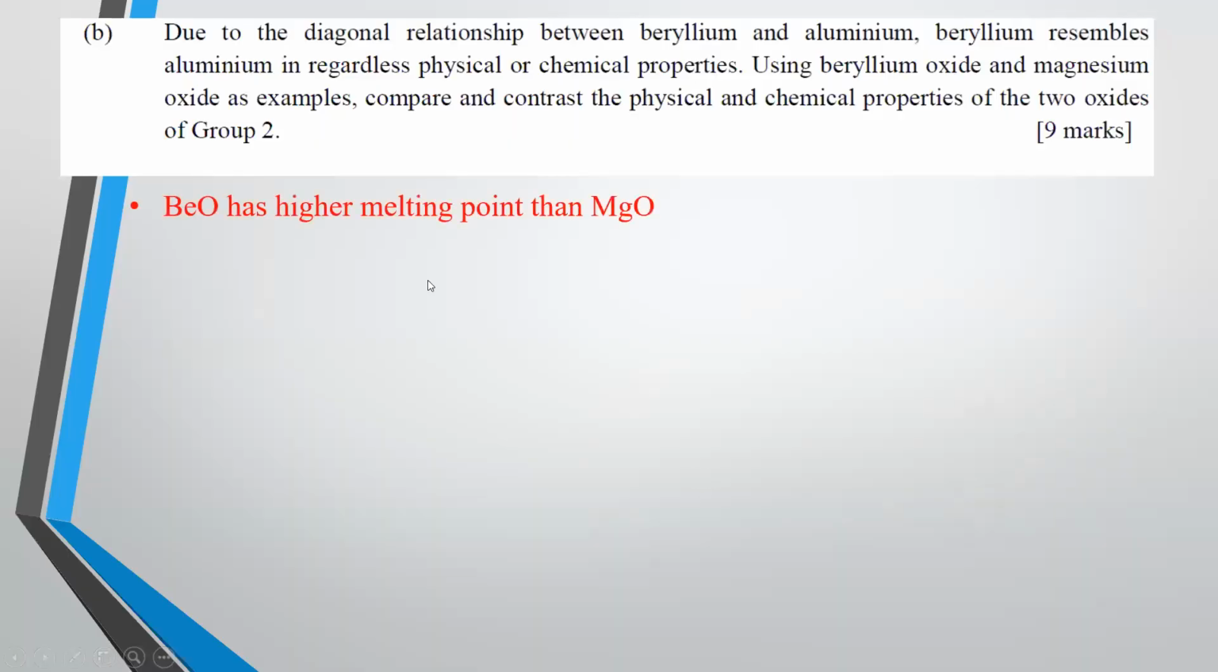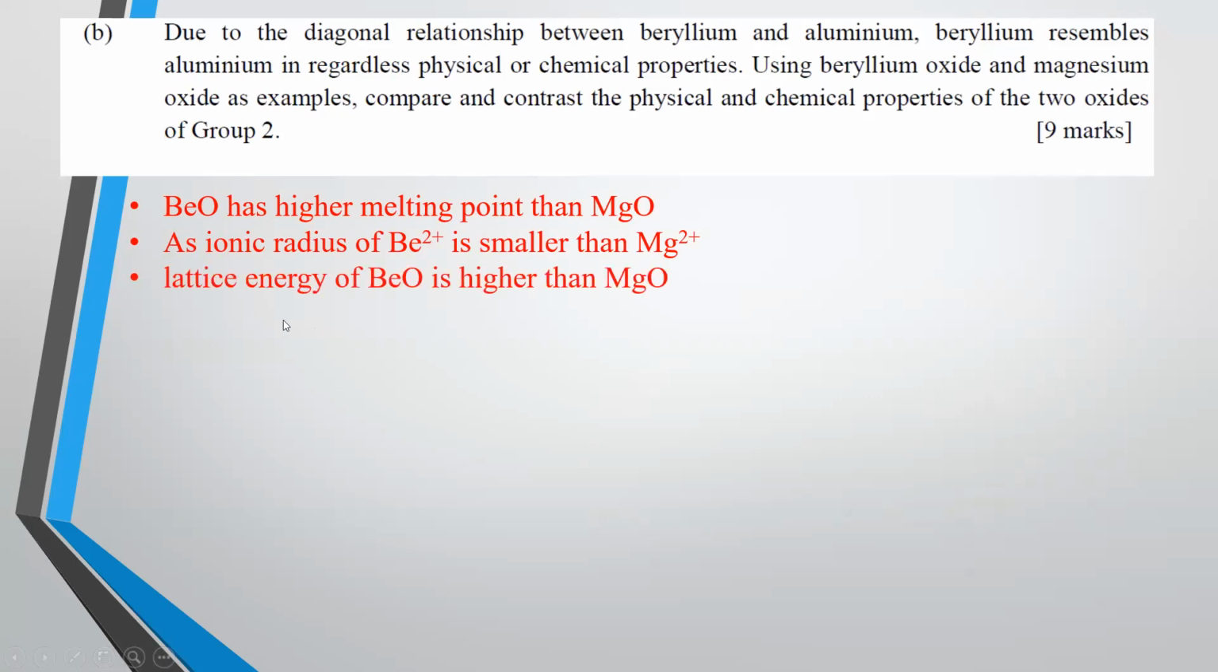Barium oxide has a higher melting point than magnesium oxide as the ionic radius of the barium is much smaller than that of aluminium, and therefore the lattice energy of barium oxide is so much greater than the magnesium oxide. Okay, so that is why it has a higher melting point.